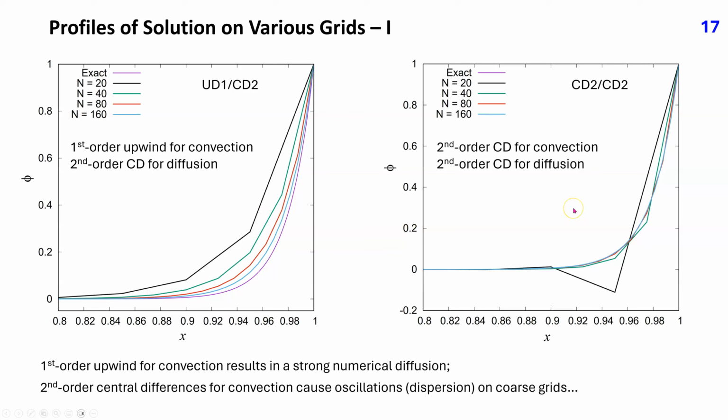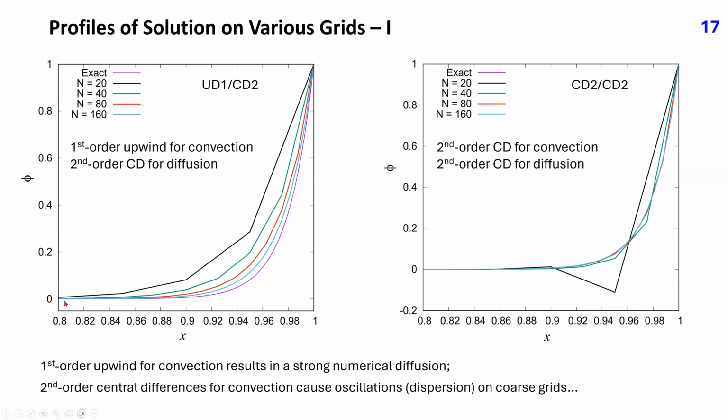The plot on the right shows the same information when the second order central differences are used for both convection and diffusion term approximations. Shown is only the segment from x equal 0.8 to 1 because at the resulting Peclet number of 50, the diffusion transport does not propagate further upstream. Phi approximately 0 prevails from x equals 0 to x equals 0.8.